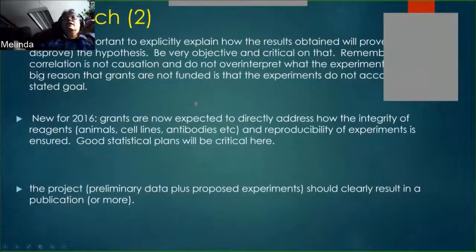Now, you want to explicitly explain how the results obtained prove or disprove the hypothesis, and you need to be objective and critical. Things that people get in trouble with is correlation versus causation. You don't want to overinterpret what the experiment will tell you. And you also want to make really sure that what you're doing will actually address the hypothesis you're asking. It's not at all unusual to have this beautiful hypothesis, but the experiments don't actually address the hypothesis. So that's a big piece here.